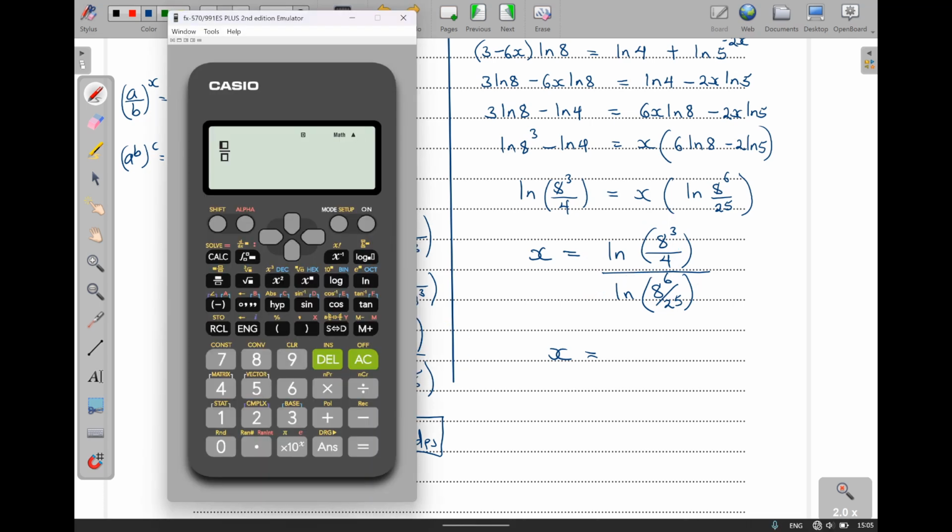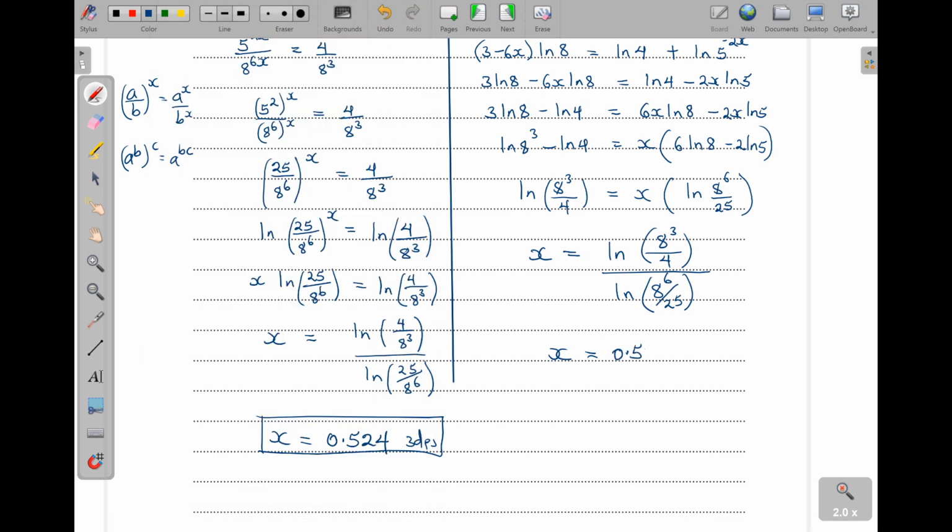We have natural log of 8 cubed, then out of 4, then down we have natural log of 8 power 6, then this one is out of 25. It gives us the same answer, 0.524 to 3 decimal places.